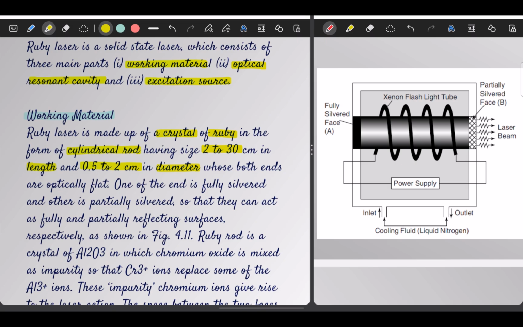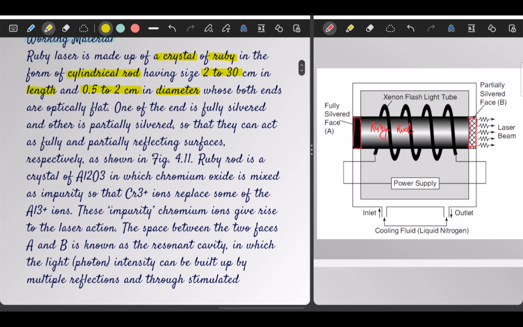And this is the ruby rod. The length of this rod is 2 to 30 centimeter and the diameter is 0.5 to 2 centimeter, and both ends are optically flat. This end is fully silvered and this end is partially silvered, so they can act as fully and partially reflective surfaces.